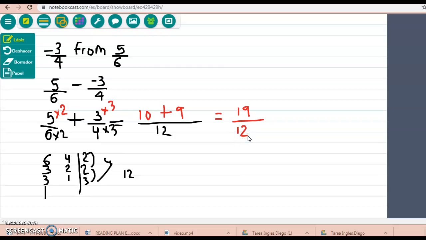Okay? The idea is that we have a subtraction, and we have to change that subtraction into an addition. That's the main idea. Okay?